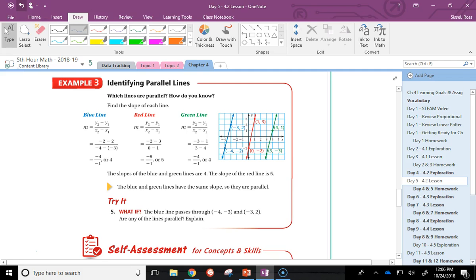Oh, I got a few people that are not ready. George Parker, this is on your homework today, so I need you to focus.